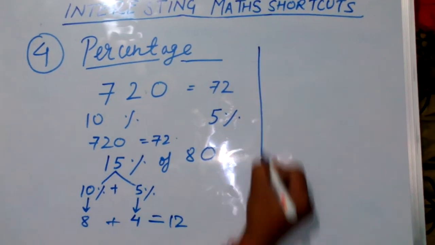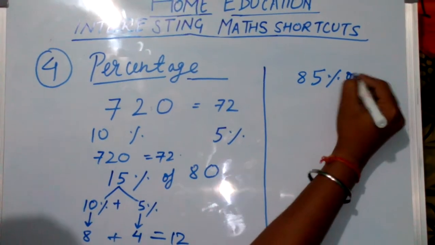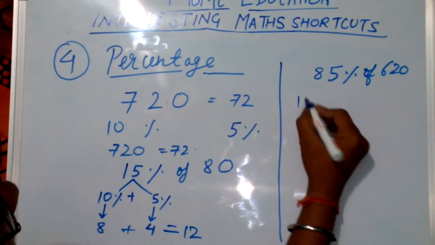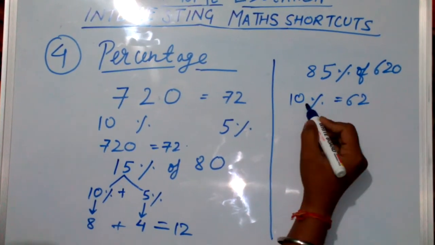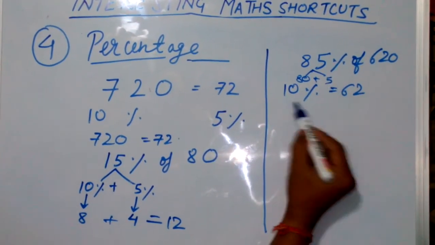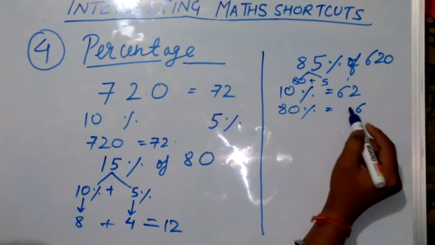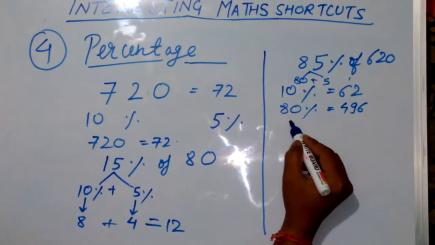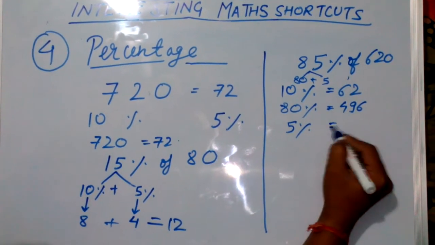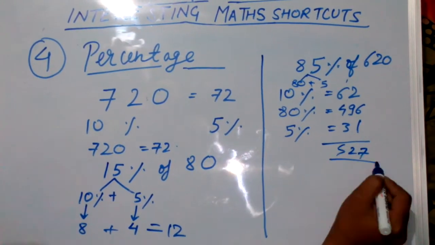Now taking one more example, 85% of 620. 10% is 62. For 85% we can write 80 plus 5. 10% is 62, so 80% will be 8 into 62. 8 into 2 is 16, 8 into 6 is 48, so 496. Now we have to add 5%. 10% is 62, so 5% will be 31. So add 496 plus 31, it's 527.